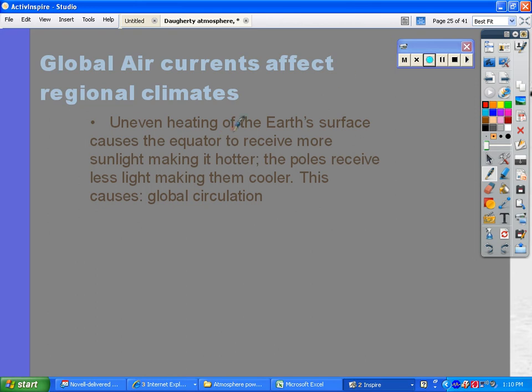Okay, so we've already talked about this again. What actually dominates our climate is the uneven heating of Earth's surface. Okay, that's going to move air masses and water currents, which is going to, again, move around and spread the temperature differences around.